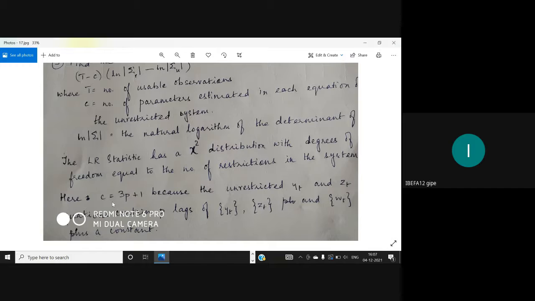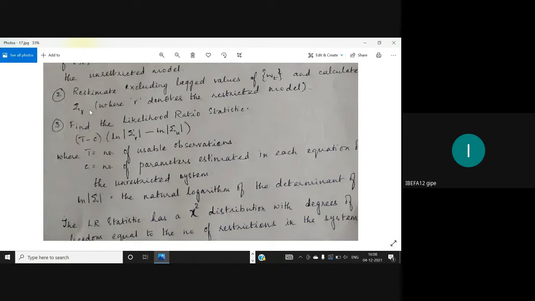So here in this case, C will be equal to 3p plus 1. Since each variable has 2 lag terms, it will be 3 into 2 plus 1, because the unrestricted yt and zt equations contained lags of yt, zt and wt plus a constant. So that is 7, the value of C here. That's how you'll be able to calculate the likelihood ratio statistic.